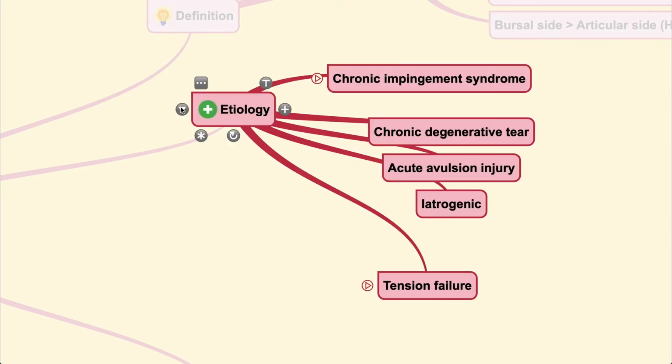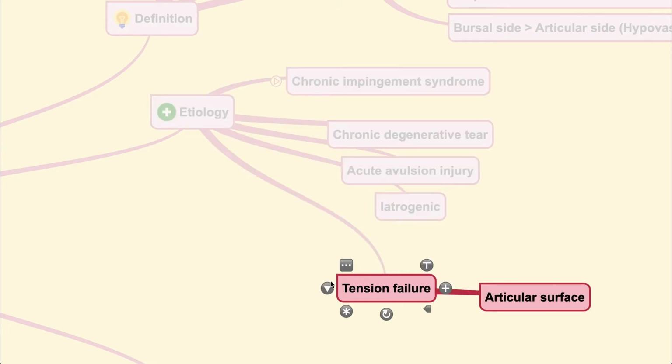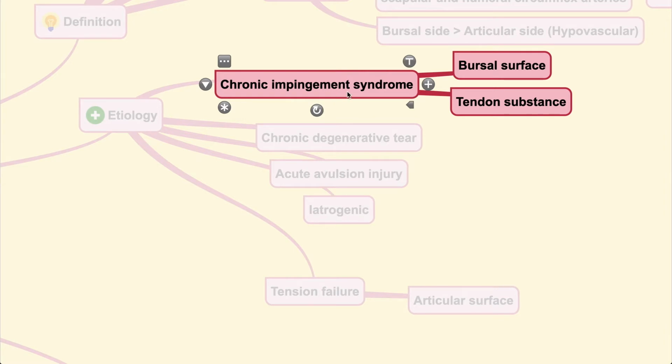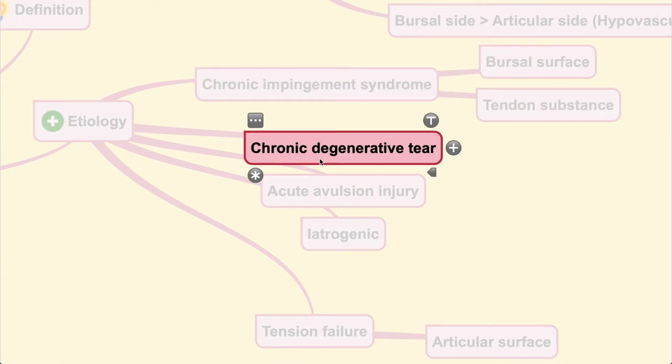Now, afterwards, you need to know what may cause the rotator cuff tear. Actually, there are several causes, but these are the most common ones. It all starts from chronic impingement syndrome that you could review in my previous videos. The chronic impingement syndrome may cause changes at the bursal side or at the tendon substance. The tear itself could also be a degenerative one, which initiates as a minor tear along the substance of the tendon, which accumulates over the years and causes a chronic degenerative tear.